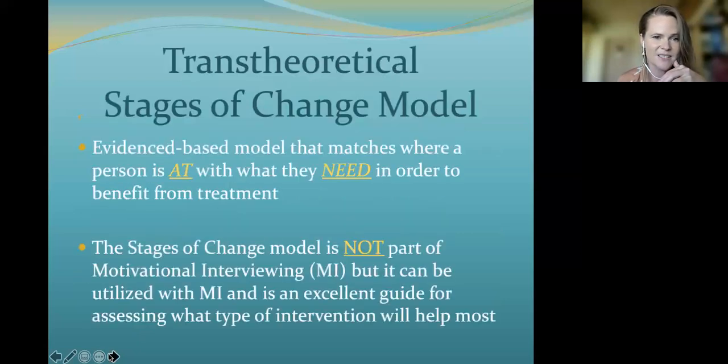So starting with the trans-theoretical stages of change model, this is an evidence-based model that matches where a patient is at with what they need interventionally in order to benefit from treatment. So remembering it's not an intervention in itself, it's really more of an assessment tool that helps you to select the appropriate intervention. The stages of change model is not part of motivational interviewing, and I'll talk more about that in a bit. But it can be utilized with MI. It's very beautifully complementary with MI, and it's an excellent guide for assessing what type of intervention will help most.